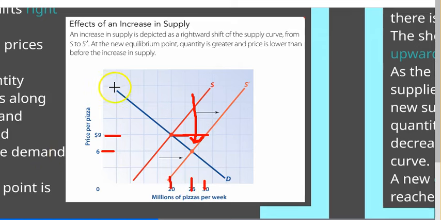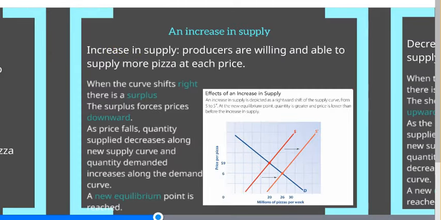So as long as the demand curve slopes down, and it's stationary, it's not moving, a rightward shift of the supply curve reduces price, but increases quantity. Okay? Oops. Turn off my pen.